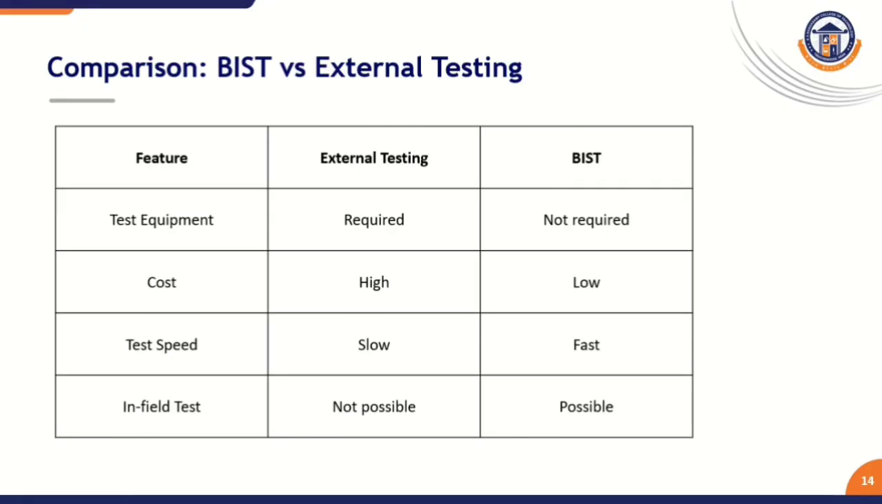Let us compare BIST with external testing. BIST reduces the dependency on automatic test equipment. It lowers testing cost, supports in-the-field testing and improves system reliability. However, BIST requires additional hardware which slightly increases chip area. Overall, the benefits of BIST outweigh its limitations in modern VLSI systems.